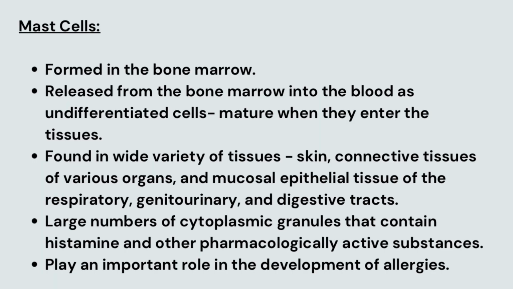Mast cells. They are formed in the bone marrow. They are released from the bone marrow into the blood as undifferentiated cells. And when they enter the tissues, then they mature. Mast cells are found in a wide variety of tissues such as skin, connective tissues of various organs, and mucosal epithelial tissue of the respiratory, genitourinary and digestive tract. Like basophils, they also have a large number of cytoplasmic granules that contain histamine and other pharmacologically active substances. They also play an important role in the development of allergies.